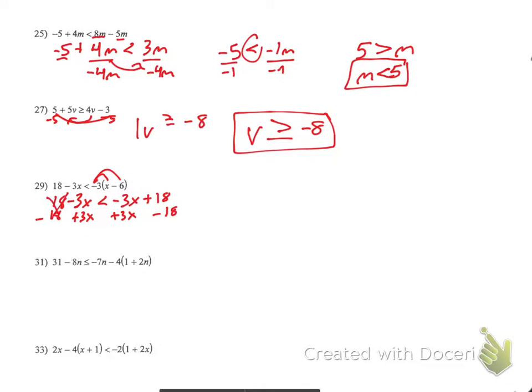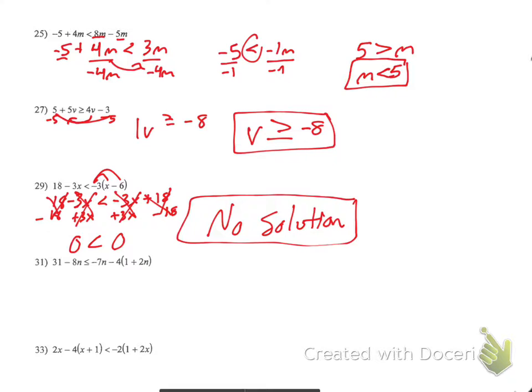So that's going to cancel this out. That's going to cancel this out. And so what I'm left with on the left-hand side is 0. And that's going to cancel this out and this as well. So is 0 less than 0? No, it is not. So that would be no solution. Now, if it had the equal to sign, that'd be different, but it doesn't. So 0 is not less than 0.